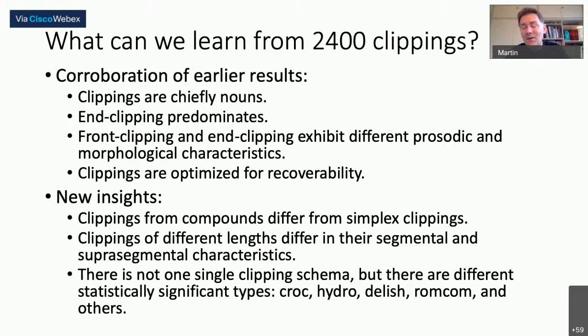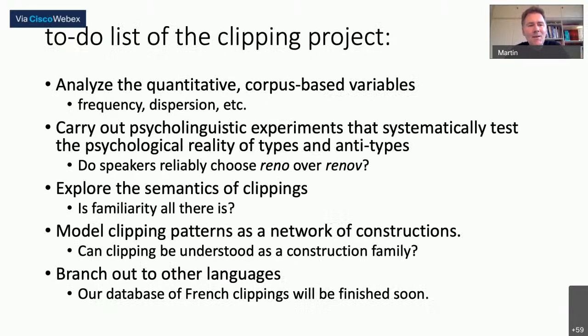Right, all of that of course is nice, but there's still work ahead of us. So we still have quite a long to-do list in the clipping project. We still want to analyze quantitative corpus-based variables. So what about frequency? What about dispersion? So the way a clipping form is distributed across corpora. We still want to carry out psycholinguistic experiments that systematically test the psychological reality of types and antitypes. So when we ask people to choose between Reno and Brenoff, do they reliably choose one element over the other?